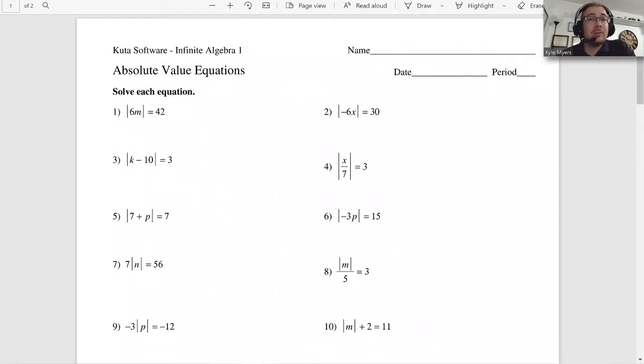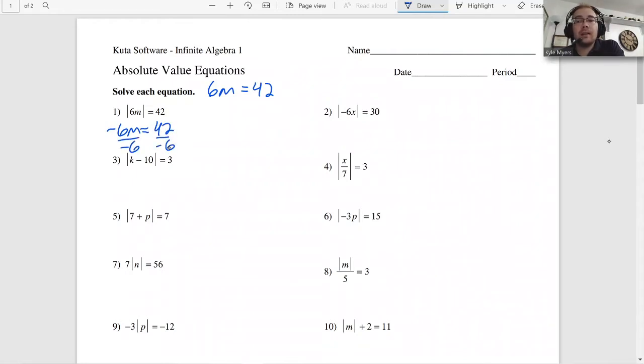It just makes it positive if it wasn't already. But that means that there still could be two options. The thing inside of the absolute value could be positive or negative. So what you do then is you make it so that it's both. It could be either one. So for number 1 here, maybe it's just 6m, or maybe it's negative 6m, because if it was negative 6m, then I take the absolute value and it would be positive again, right? So it wouldn't matter if it's 6m or negative 6m. It creates two equations with two possible answers.